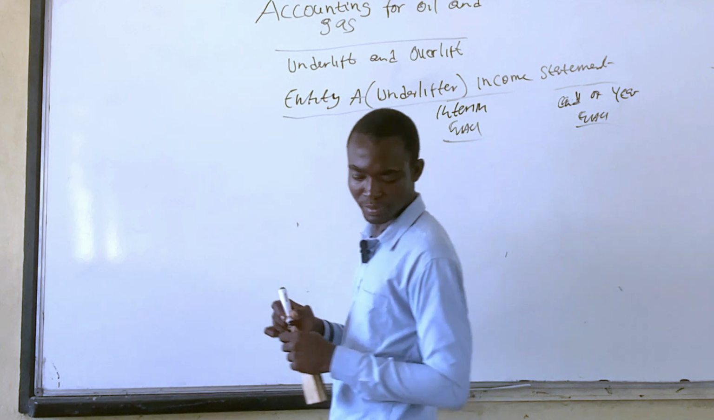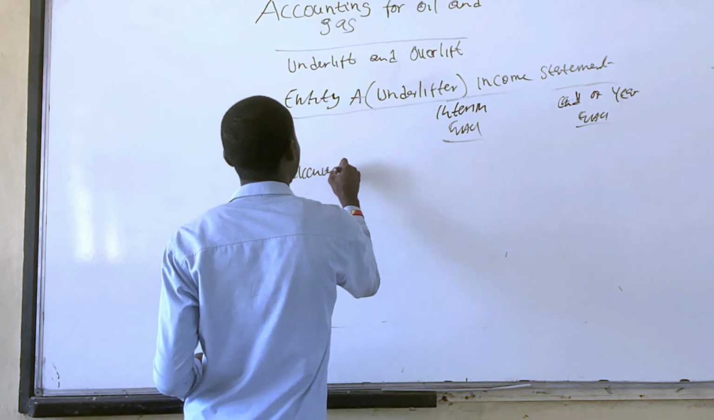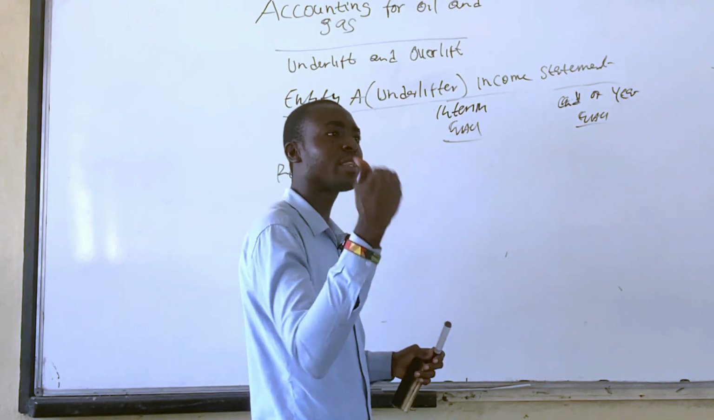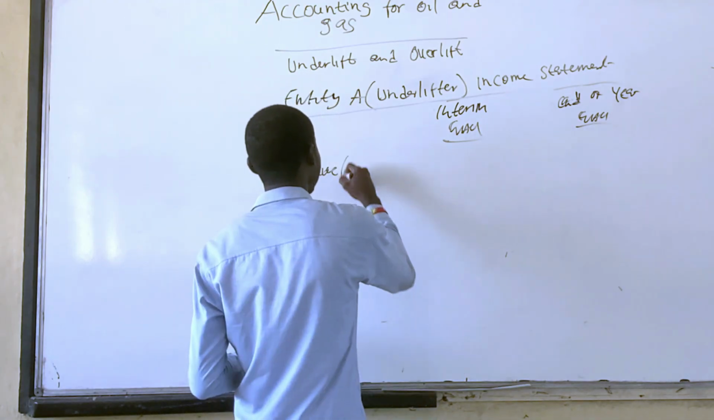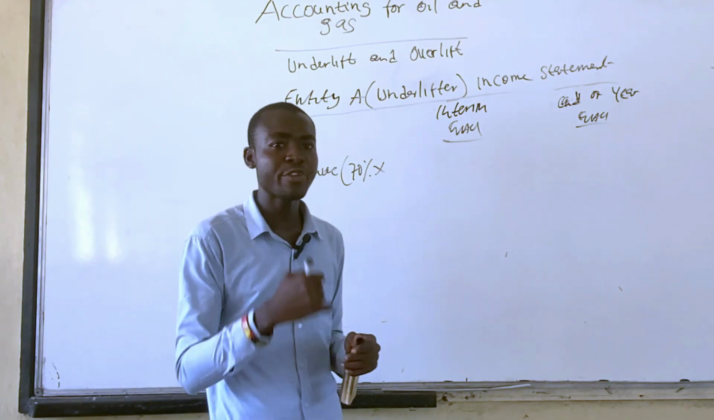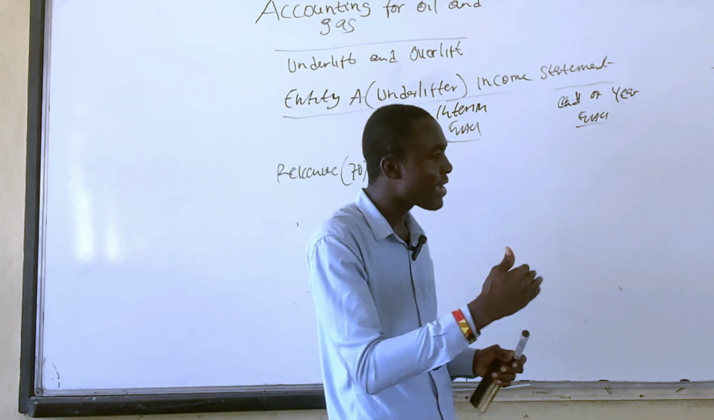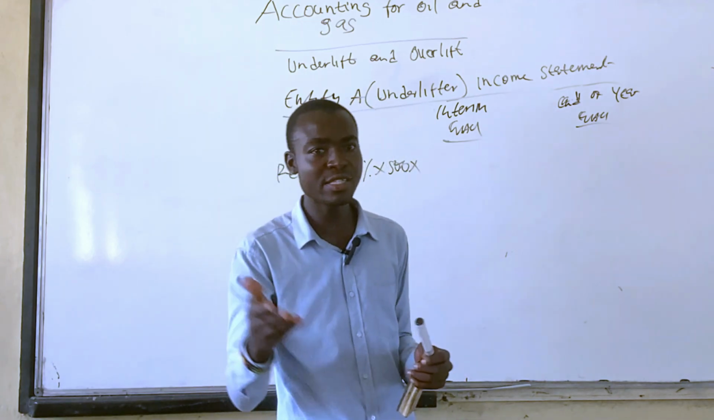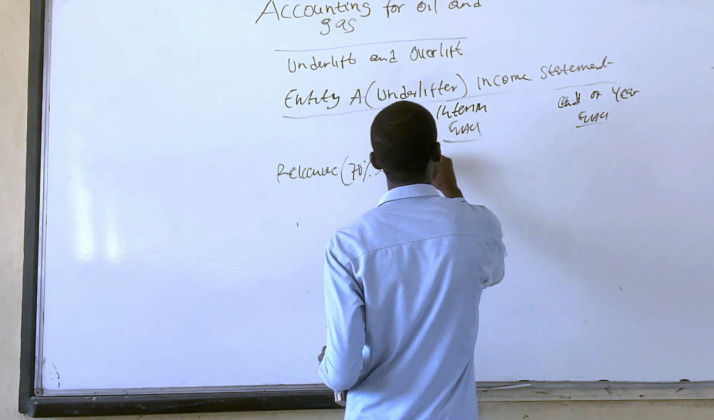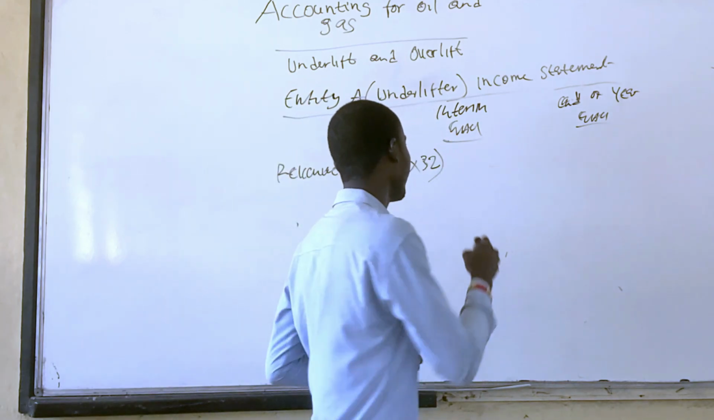So we start with our revenue. For revenue, entity A was entitled to 70% of the oil that they produced. So that's 70%, and they produced 500 barrels of oil, so 70% of 500. The market price at the transaction date was 32 Ghana cedis, so times 32 Ghana cedis, and it will give us 11,200.